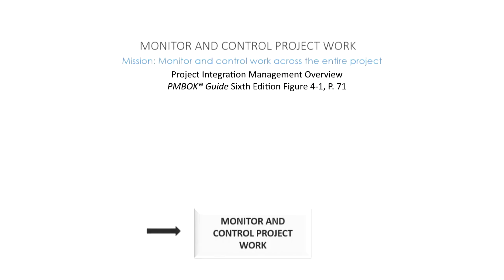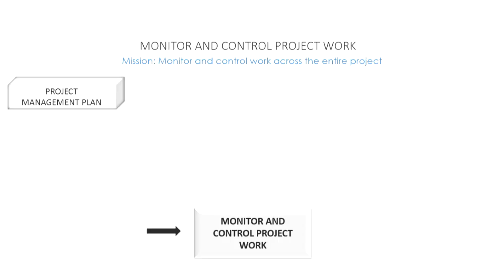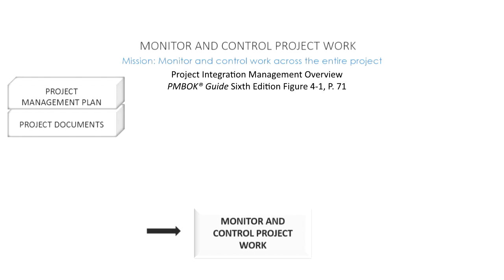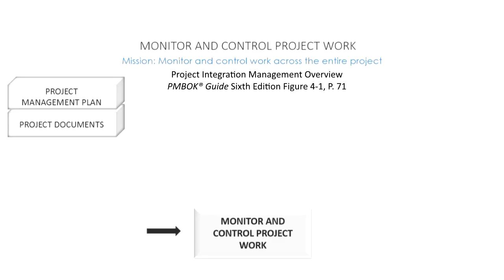The first input is the project management plan. Because when you think about it, as you are monitoring and controlling, you need to be monitoring and controlling against a plan. So it's here that we monitor and control against the project management plan. That's why we need it. The next one is project documents, and this refers to any of the relevant project documents for carrying out this process. And honestly, any project document could easily be found as relevant depending on the situation.